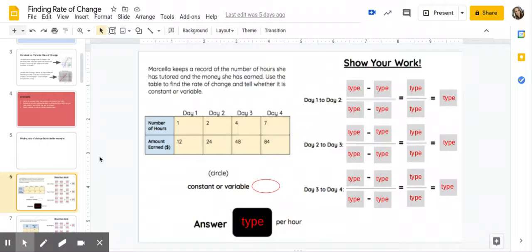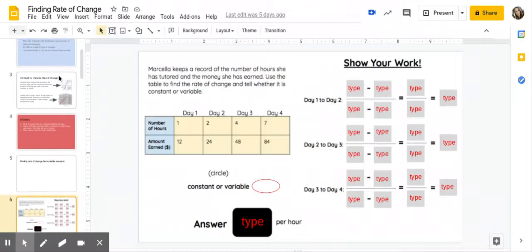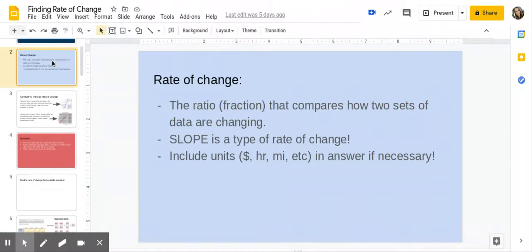All right, so we're going to be working on rate of change. We're going to focus on tables right now. And rate of change, just a reminder, is the ratio, which is just a fraction that compares how two sets of data are changing. Slope is a type of rate of change, so that's what we're going to be working on. We've been working on slope this whole unit.